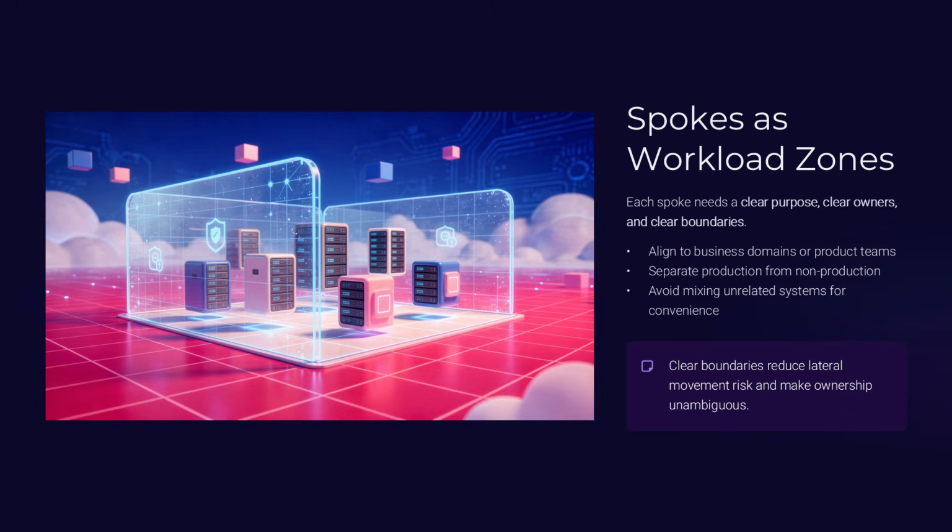With the hub concept clear, you now define spokes in a way that supports accountability and segmentation. A spoke is a workload zone that should have a clear purpose, clear owners, and clear boundaries. You can align spokes to business domains, product teams, or environment separations such as production and non-production. The key is that spokes should not become dumping grounds where unrelated systems share networks simply because it is convenient. When spokes have clear boundaries, you reduce lateral movement risk and make operations easier because ownership is clearer.